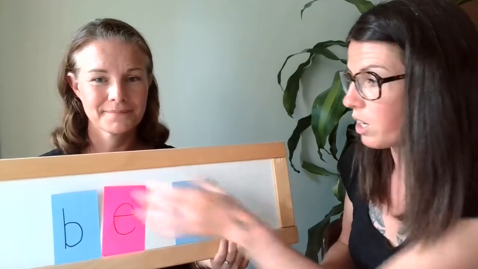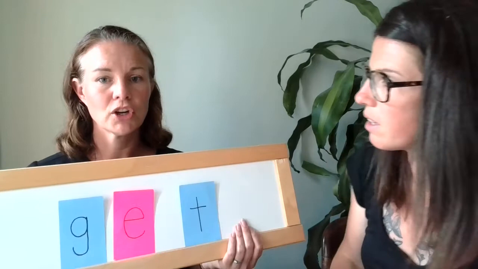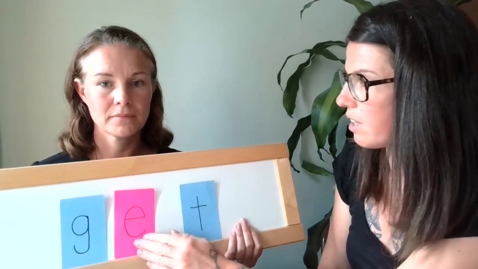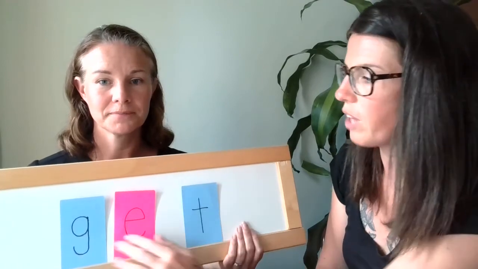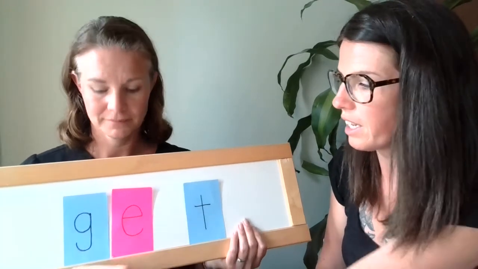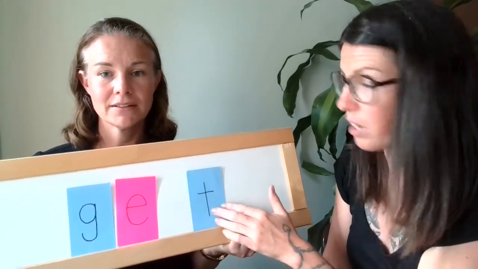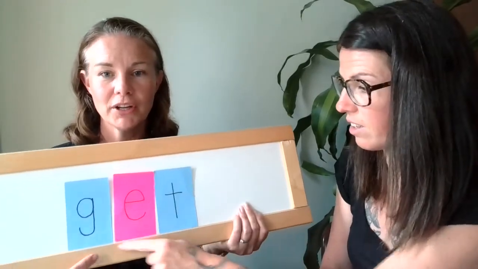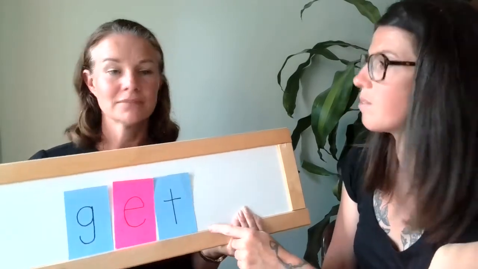So then I may end up changing some of this. Okay, Kim, we're going to change our B and we're going to put in our G. What sound does G make? G. And E? E. And T? T. Okay, so let's blend our G and E. G, E, ge. Now we're going to add on the T. G, E, T, get. Great.